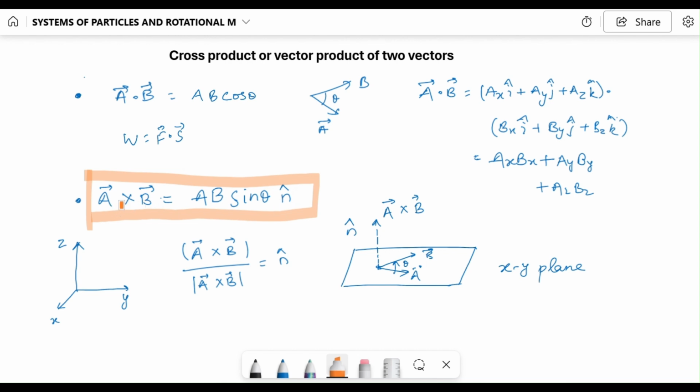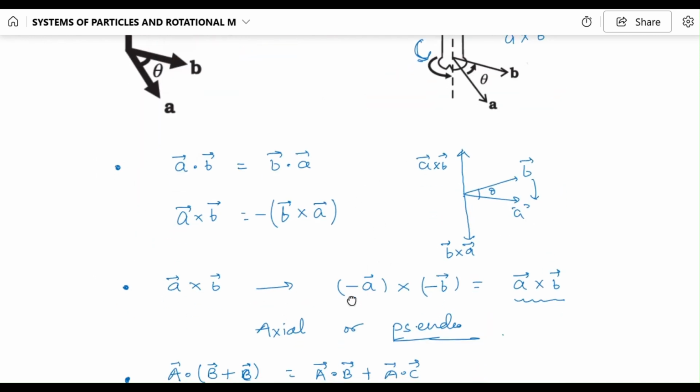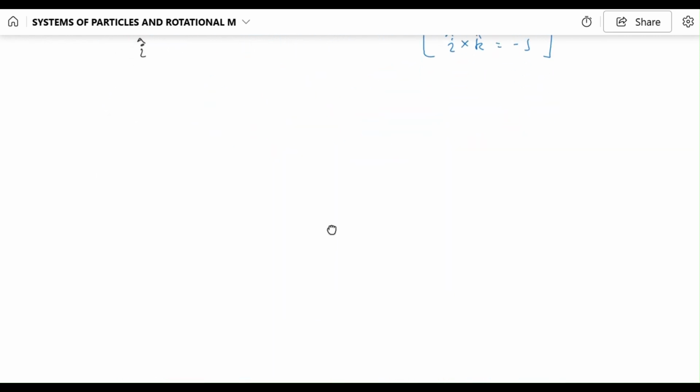Now, what if we write A in its component form in this space, means A in terms of its x component, y component, and z component, and B is also written in the same format. So then what will be the A cross B? We are going to do that now. Okay, let's get back to a fresh page. So what will be A cross B in its component form?